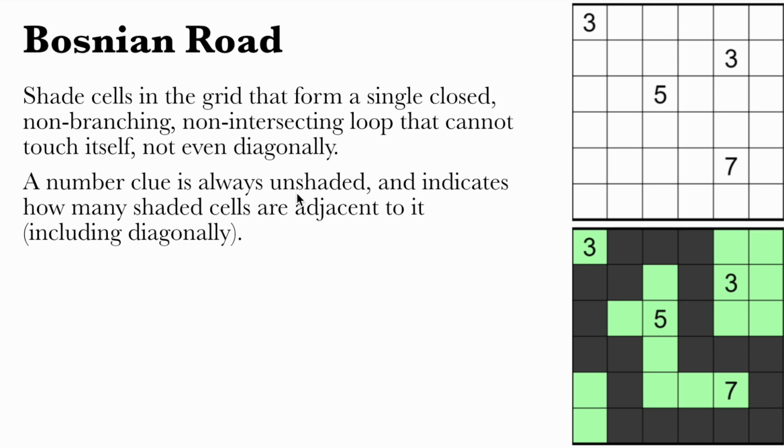A number clue is always unshaded and indicates how many shaded cells are adjacent to it, including diagonally. This rule is exactly like Minesweeper, either the pencil puzzle or the computer game, if you're familiar with that. So this 5 is saying that in this 3x3 region, there are exactly 5 shaded cells. There, that's the 5. And the cell itself can never be shaded, so that means this number could be anywhere from 0 to 8. And those are the rules of Bosnian Road, so it's time to solve a puzzle.